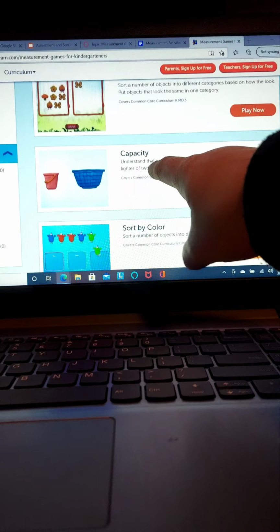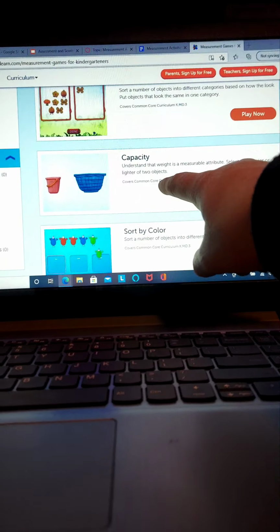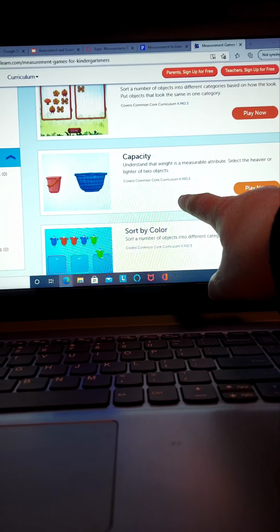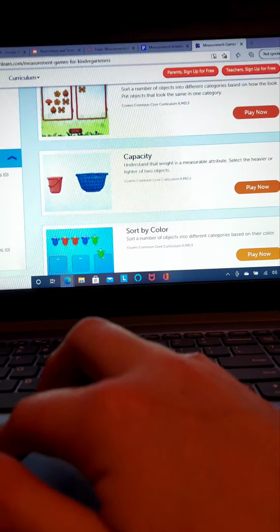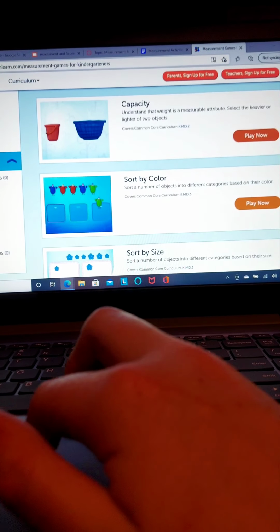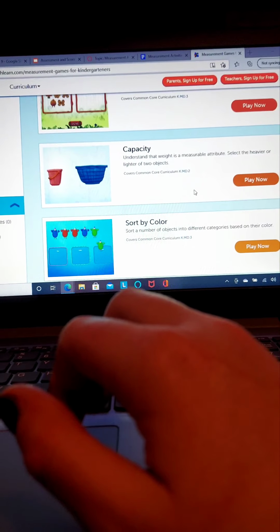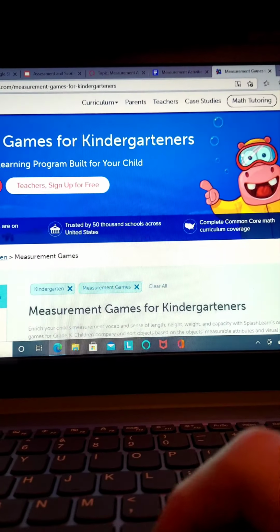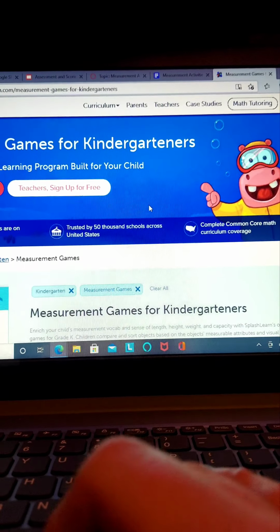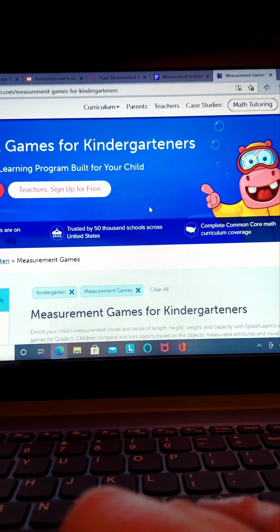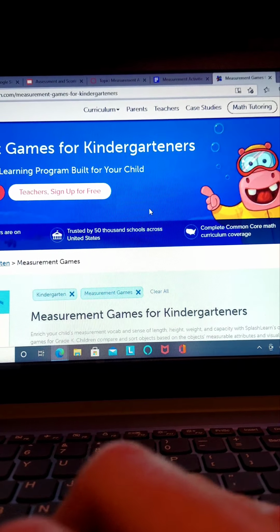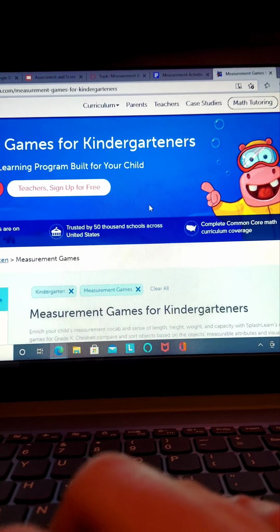And it's really interesting because it does say right here, covers Common Core curriculum, K.MD.2, and it tells you that for every single game that you play. So it says, understand that weight is a measurable attribute. Select the heavier or lighter of two objects. So we're going to go ahead and play now. Now this has many different grades. You can sign up for free as a teacher or sign up for free as a parent. But you do have to kind of go along with how it all works.